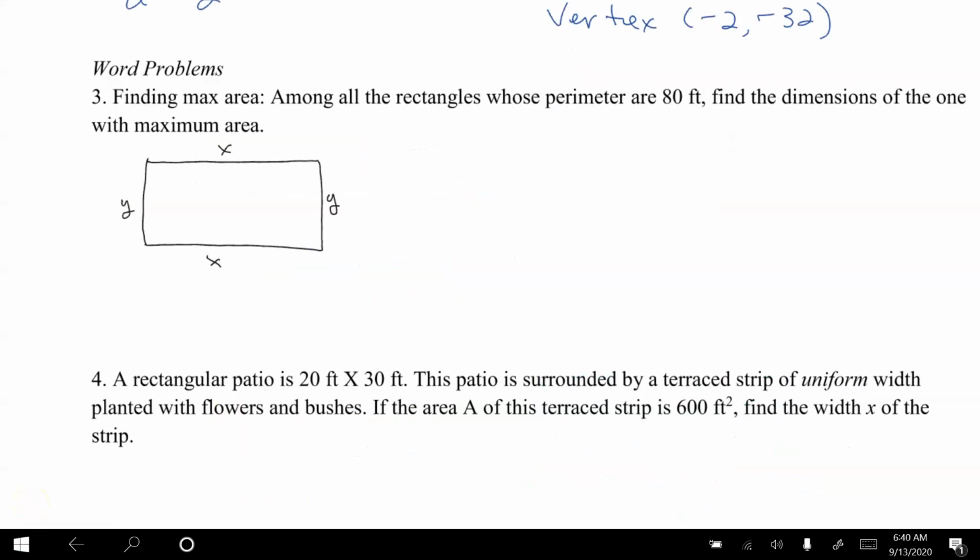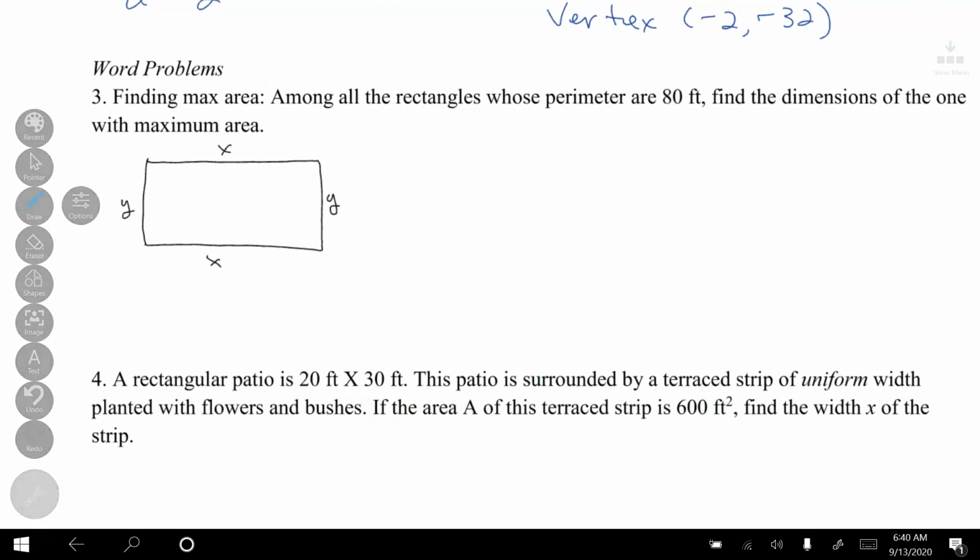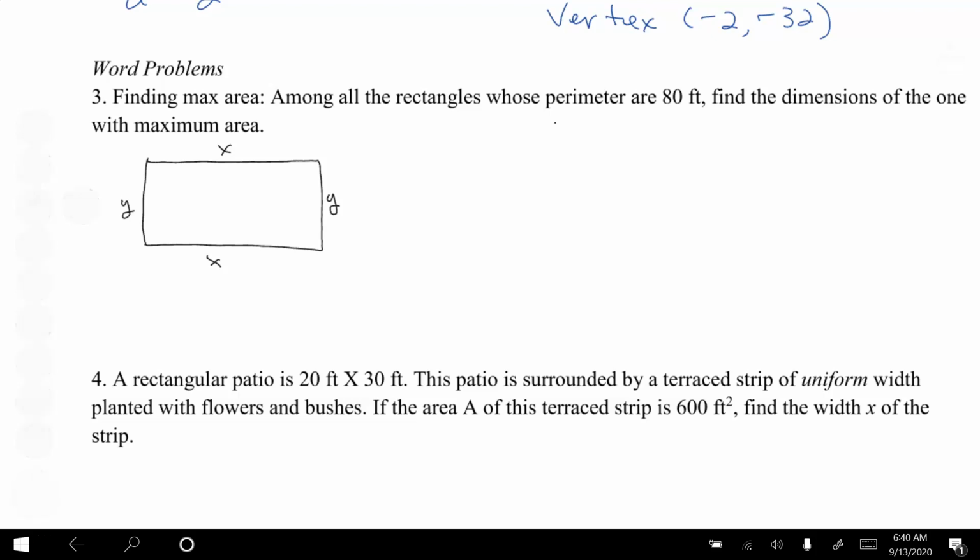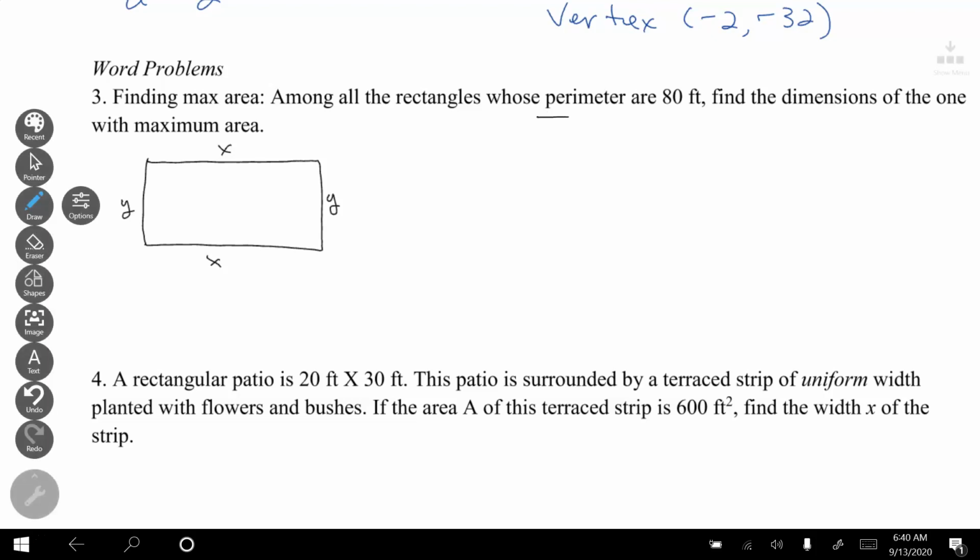So I'm going to find the max area of this rectangle. I made dimensions, the length, top and bottom are x, and the width up and down is y. And this rectangle has perimeter of 40. So perimeter is just adding up all the sides. And if I solve for y, I get, well, let's see, 2y equals 80 minus 2x. So y equals 40 minus x.